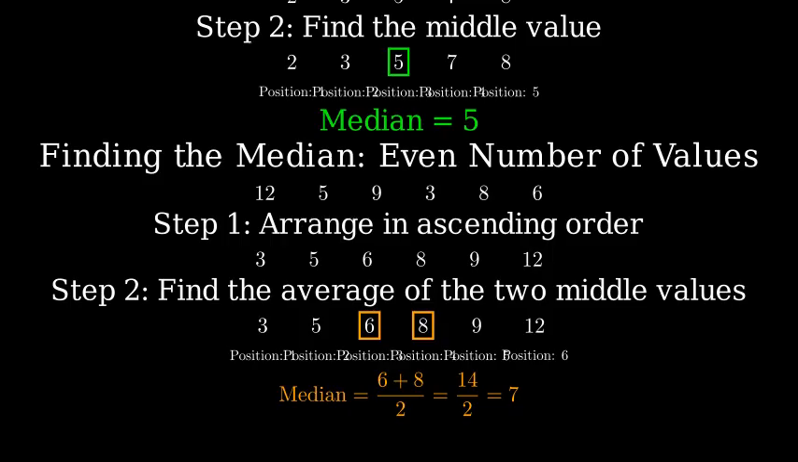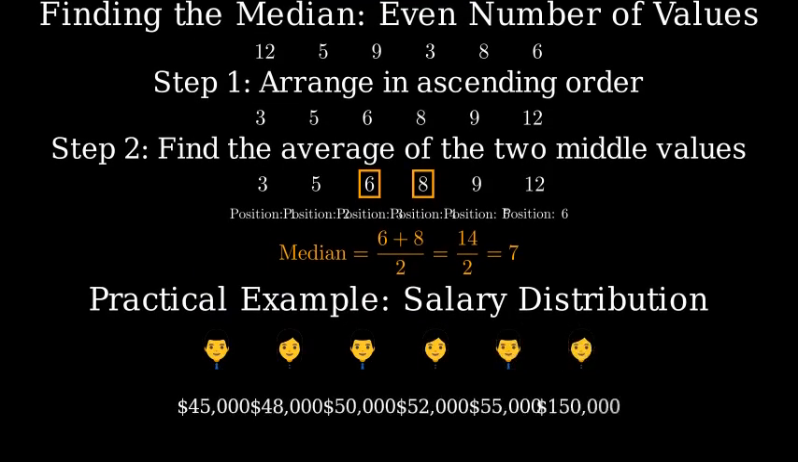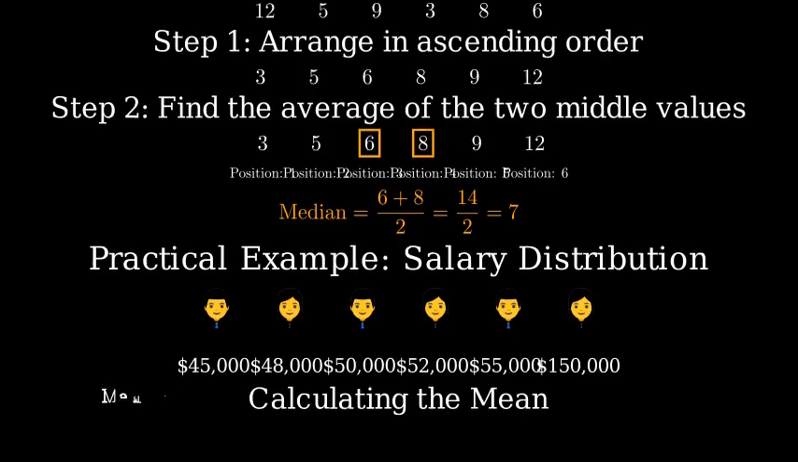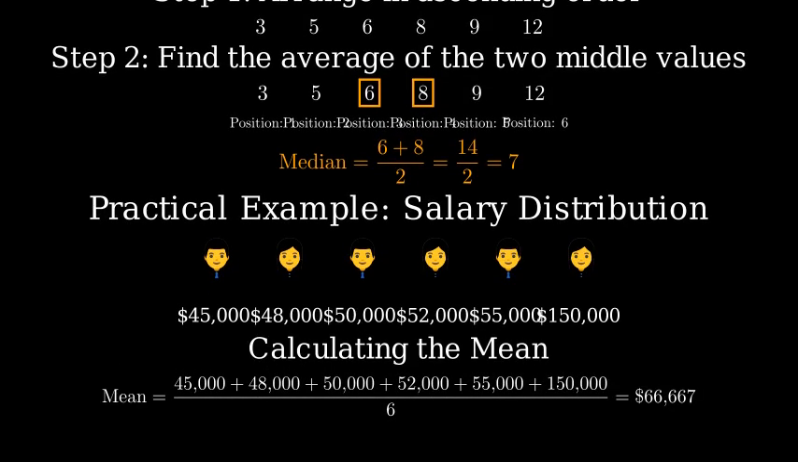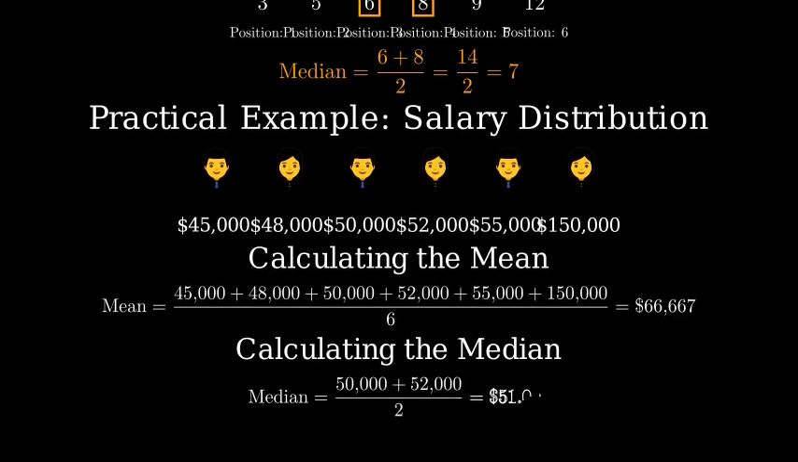Now, let's see a practical example of why the median can be more useful than the mean in certain situations. Consider the annual salaries of employees in a small company. Let's calculate both the mean and the median of these salaries. The mean is the sum of all salaries divided by the number of employees. 45,000 plus 48,000 plus 50,000 plus 52,000 plus 55,000 plus 150,000 divided by 6, which equals $66,667. For the median, we arrange the salaries in order, which they already are, and since we have 6 values, we take the average of the third and fourth values, 50,000 plus 52,000 divided by 2, which equals $51,000.